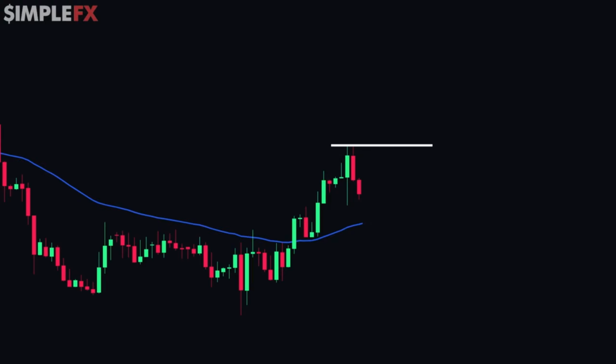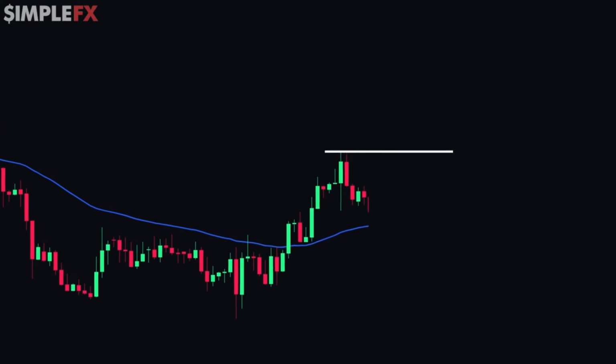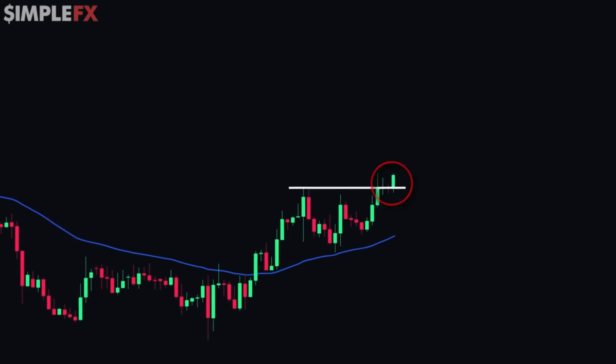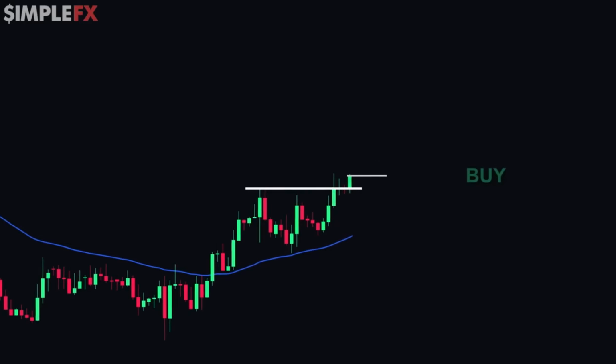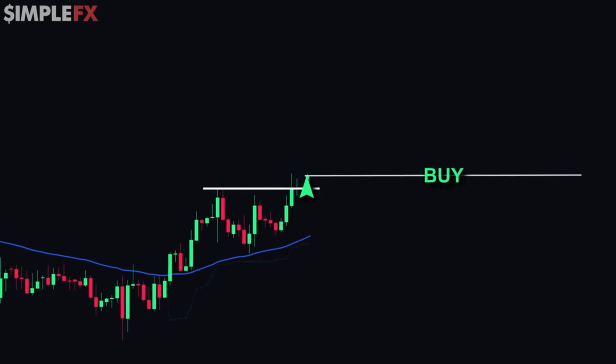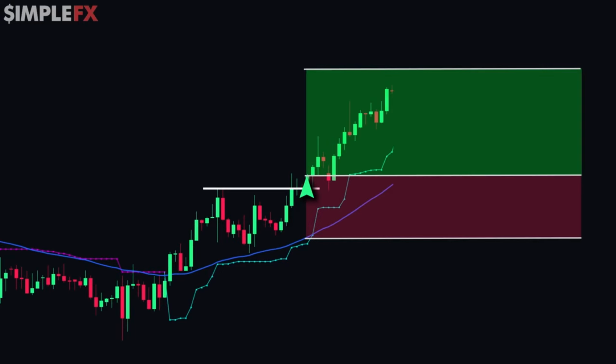That's where I drew the horizontal line at the highs. It was then time to wait until we broke that line again. When we did, I bought right at the breakout candle's close. Then I applied the chandelier stop, set my stop loss, and take profits. As you can see, the price hits our take profit target.